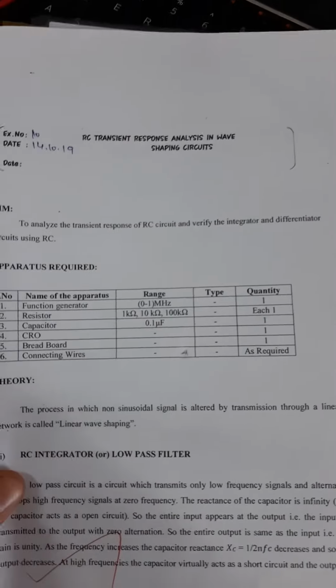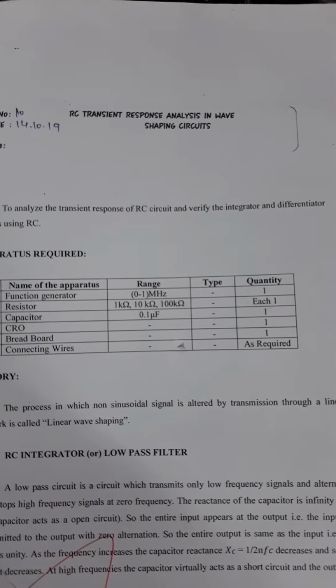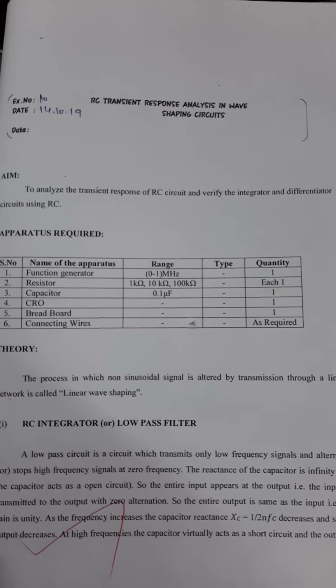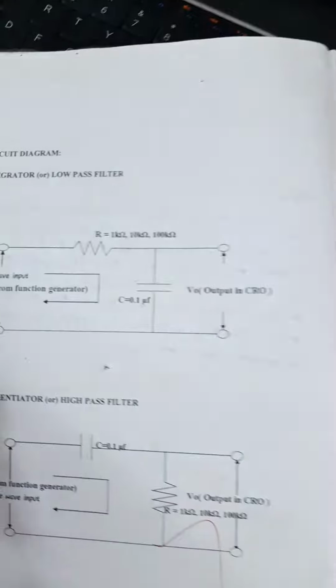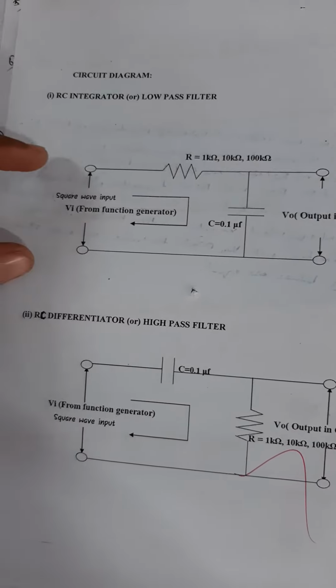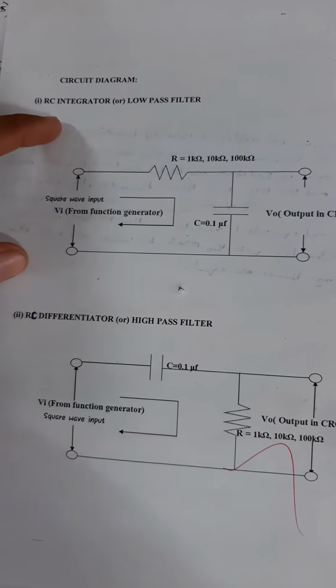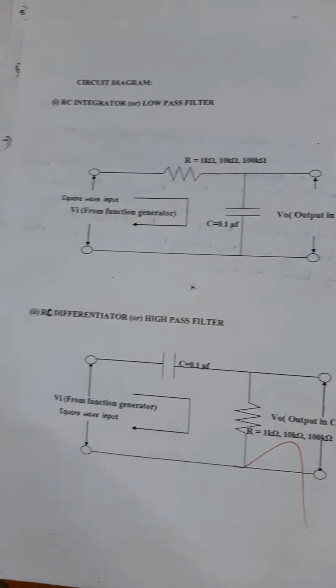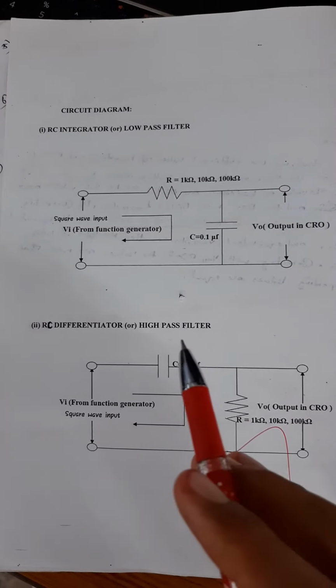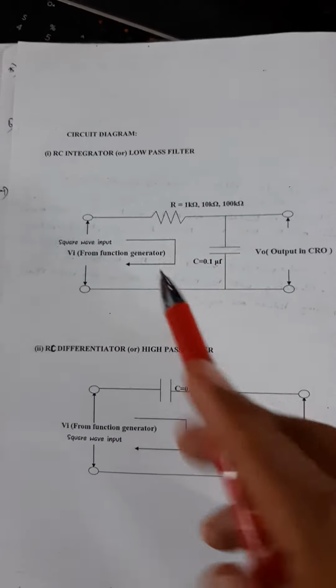Hi all. This experiment we are going to discuss with respect to RC transient response analysis of wave shaping circuits. The circuit connections are very simple, and we will discuss two main portions. First one is the RC integrator, or otherwise I can call it a low pass filter, and second one is the RC differentiator, or I can call it a high pass filter. The connection is very simple.